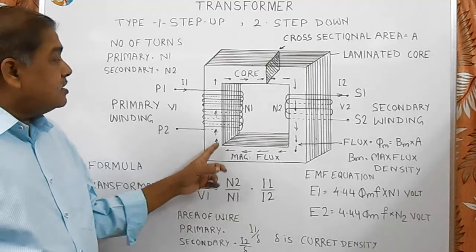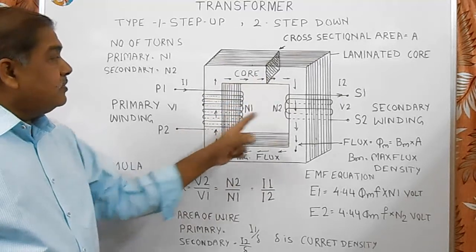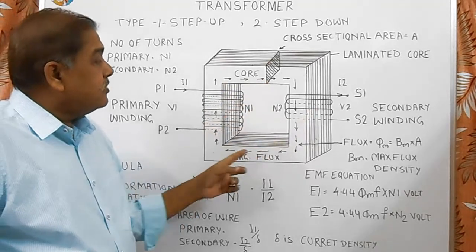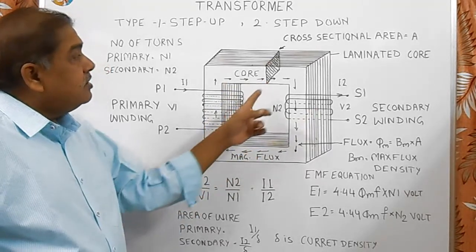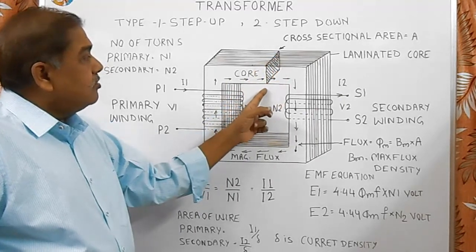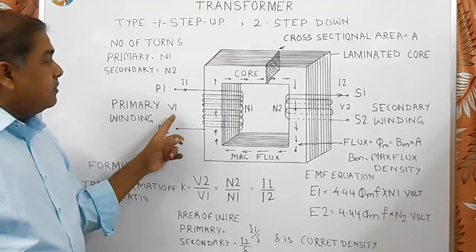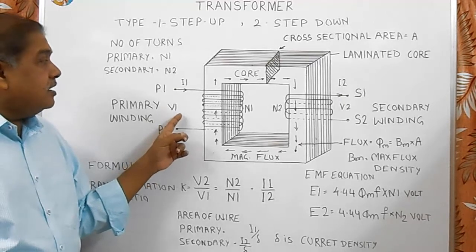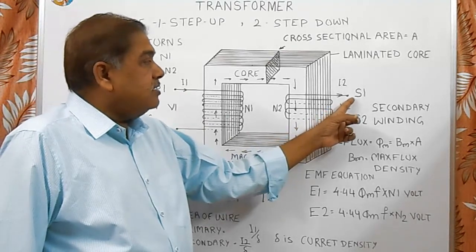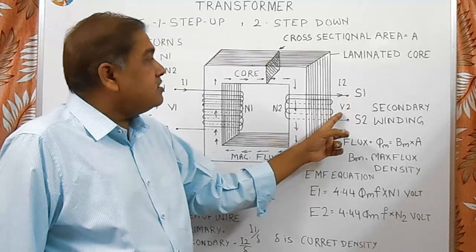In this center portion is known as core of the transformer, and this one is known as primary winding, and this is secondary winding. The core is made of thin laminations. The stacking is made. This part is known as cross section of the core. This primary winding terminals are P1, P2. Applied voltage to primary is V1 voltage, and current flowing through the primary is I1. The terminal of secondary winding is S1, S2, and induced EMF in the secondary is V2 voltage.